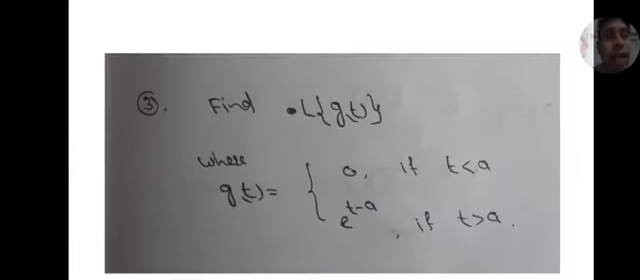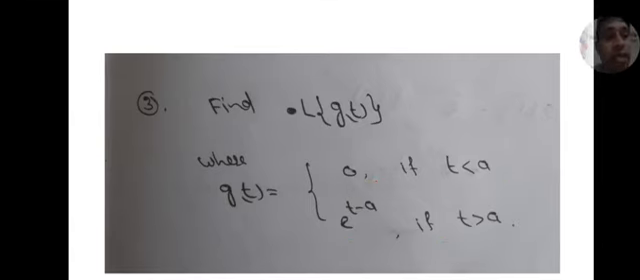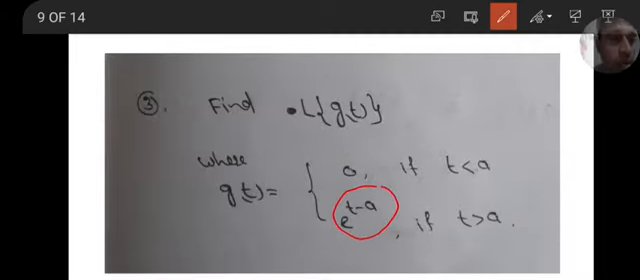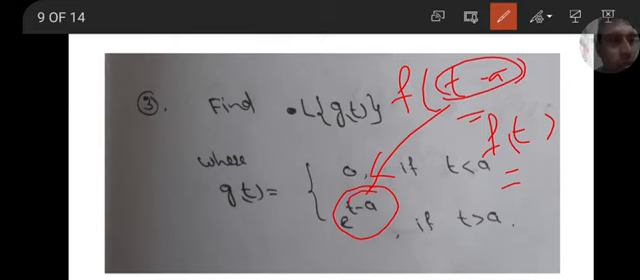Next problem, find L of g of t where g of t equal to 0 if t is less than a, and e to the power of t minus a if t is greater than a. What will we take as f of t? This is f of t minus a. So f of t minus a equal to this one, e to the power of t minus a. f of t is what? In place of t minus a we substituted t, so it becomes e to the power of t.